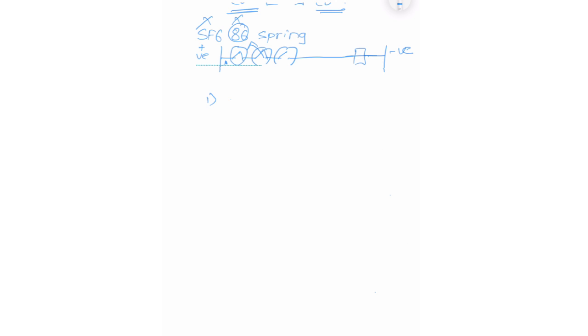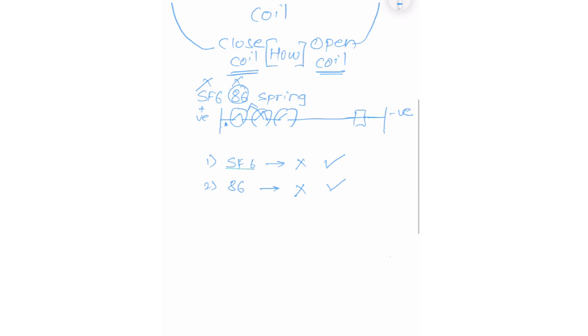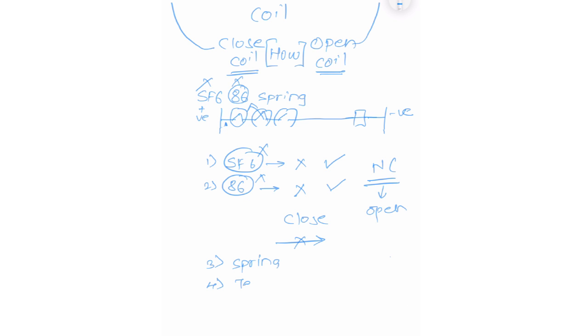Now we have checked two conditions. One is SF6 and the other is 86. In SF6 we check that we don't want to close the breaker unless and until SF6 gas pressure is healthy. In lockout, we have checked the condition that we don't want to close the breaker unless and until the lockout is reset. So in both these conditions, we used an NC contact, a normally closed contact. Whenever this particular condition goes wrong, this particular NC contact changes to open, and in that case, our close command will not get through.